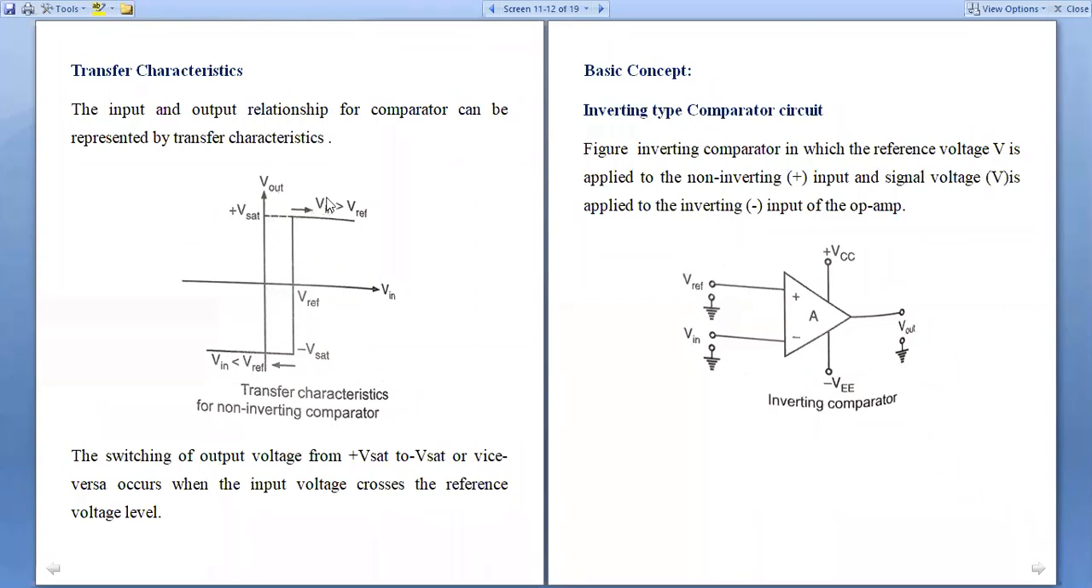See, if the input voltage is greater than the reference voltage, we can explain a positive saturation. If the input voltage is less than the reference voltage, we can explain a negative saturation. So this is a vice versa condition.